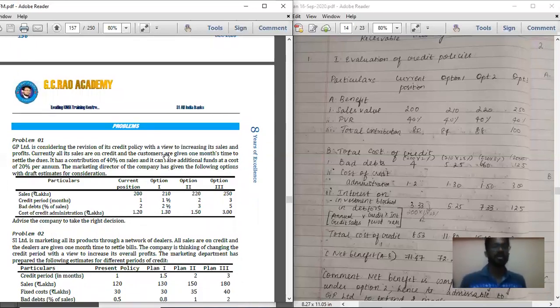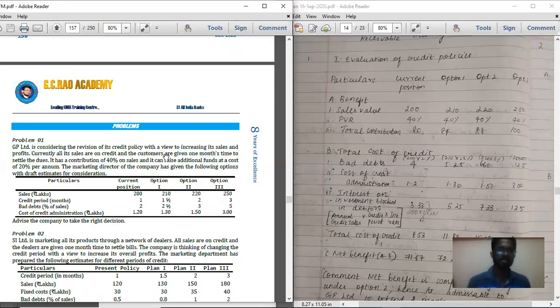Problem number 1. GP Limited is considering the revision of its credit policy with a view to increase its sales and profit. That is, GP Limited is a company which is revising its credit policy, that is, revising its time period and credit sales in order to increase its sales and profits. Currently, all its sales are on credit.